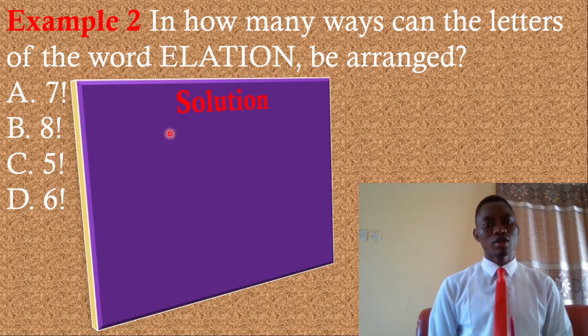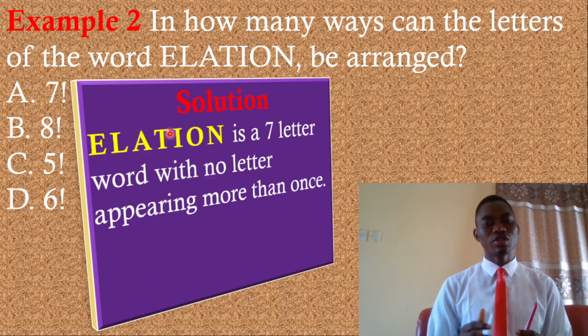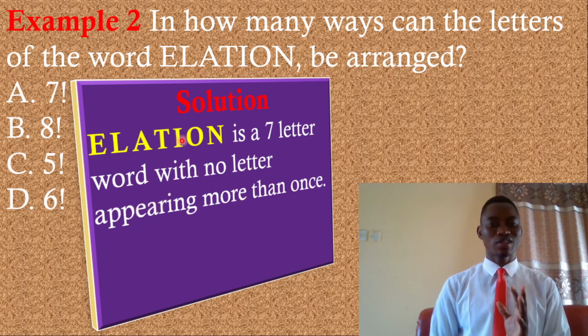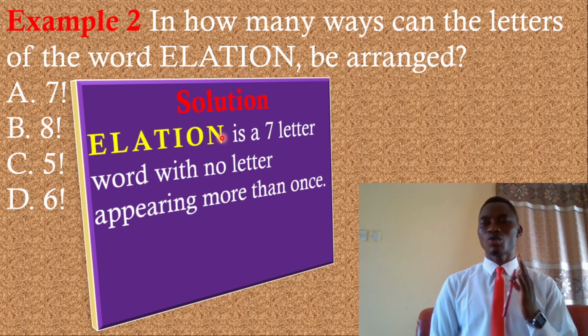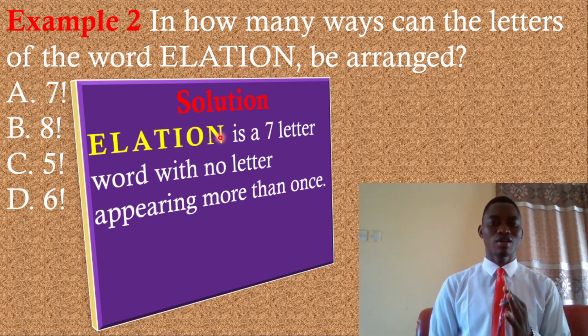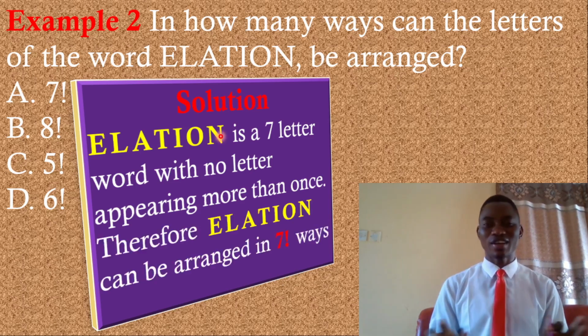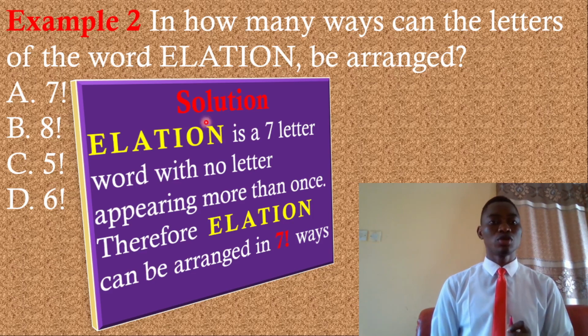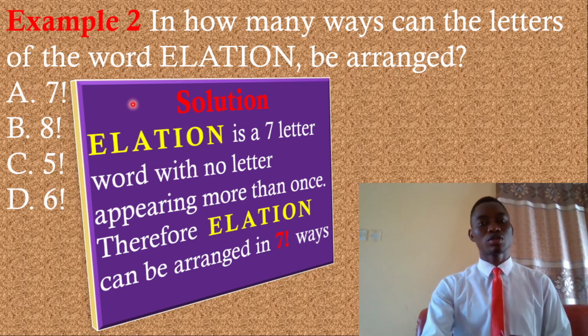As you can see, election is a 7-letter word with no letter appearing more than once. Let's confirm that: E-L-E-C-T-I-O-N. Since no letter appears more than once, what is the answer? 7 factorial. That is the answer. Very, very simple. So the correct option here is what? Option A. Thank you. Let's look at the third example.